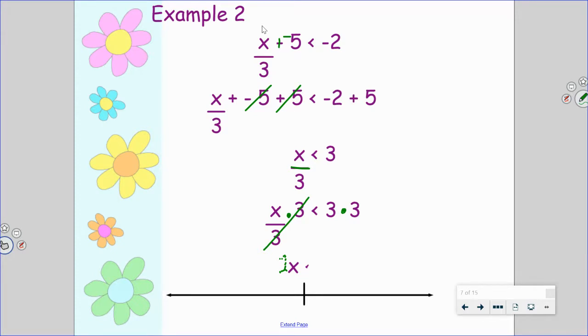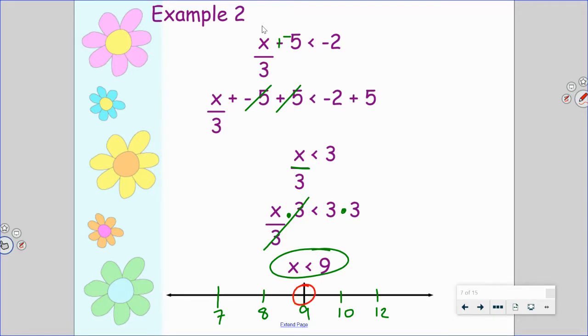Notice multiplying by positive 3 does not flip the inequality sign around. And in this case, any number x works as long as that number is smaller than 9. Now, just for kicks, I might ask you to start doing this. Put 9 in the middle, put 2 numbers on each side.